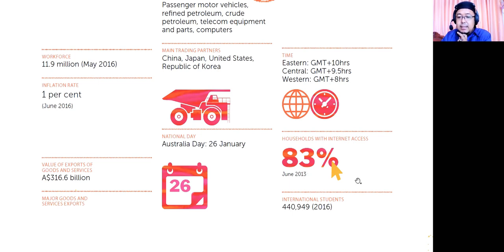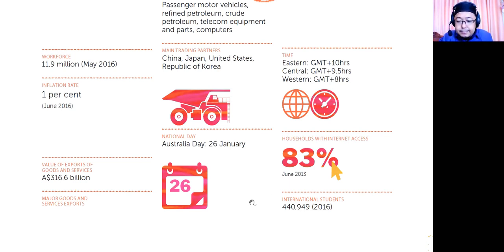Households with internet access, 83% June 2013. Jadi, bulan Juni 2013 jumlah rumah tangga atau keluarga yang memiliki akses internet adalah 83%. Jadi kalau dibandingkan dengan Indonesia, kita masih jauh di bawah ya. Karena harga HP juga cukup mahal, kemudian biaya internet juga cukup mahal. Melihatnya itu menengah ke bawah karena lebih dari 65% orang Indonesia terdiri atas ekonomi menengah ke bawah, ya.